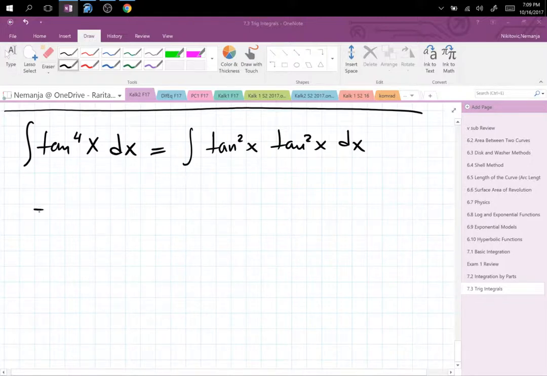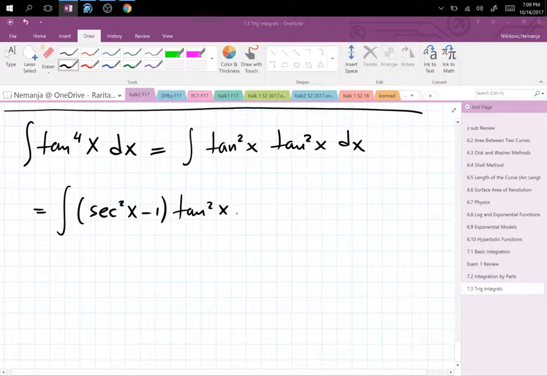Did anyone discover the secret? What should we do? Well, I know one person did. What should I do? Yes. So secant squared x minus 1 times tangent squared x dx, which you can separate into two integrals.